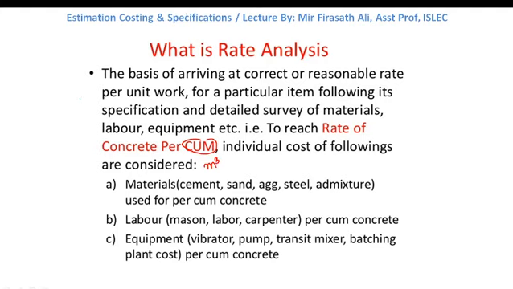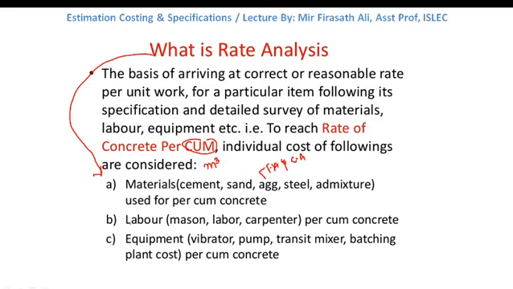So what all is considered in the rate analysis? First, the rate of materials is considered: materials such as cement, sand, aggregate, both fine aggregate and coarse aggregate, steel, and admixtures used per cubic meter of concrete.